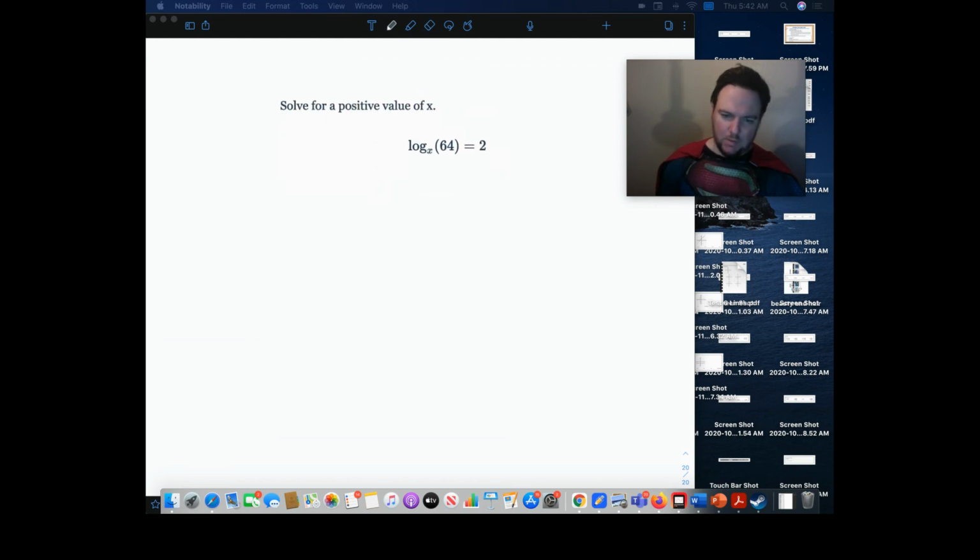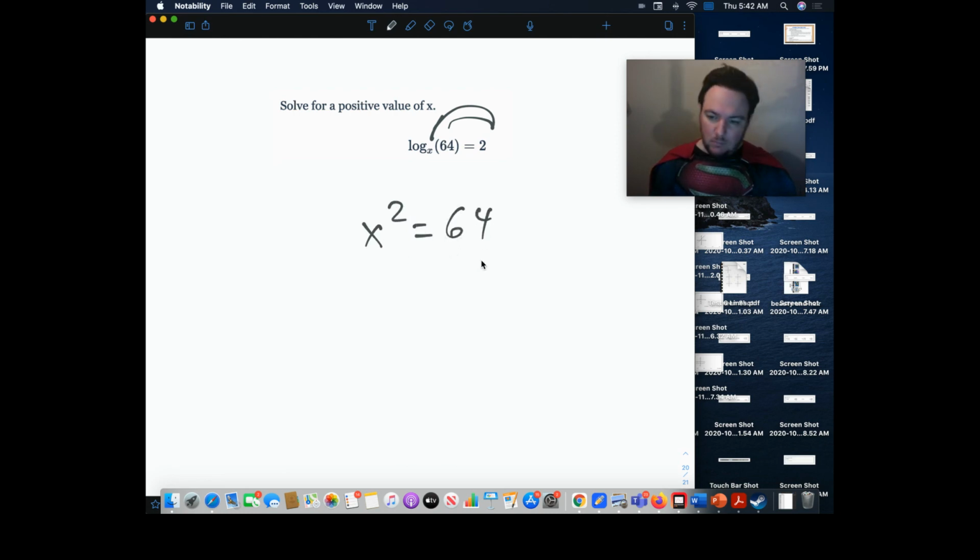Apparently Superman struggles with technology. Okay, so log base x of 64 equals 2. If you see this, you're like, that's the noise Superman makes when he doesn't understand. Plot. x squared equals 64. And there's 2 ways of doing this. You could square root it, or you could say, hey, what times what is 64? You're actually doing the same thing. x is 8. So again, if you want a classical way, take the square root.